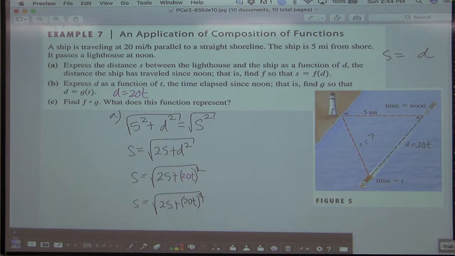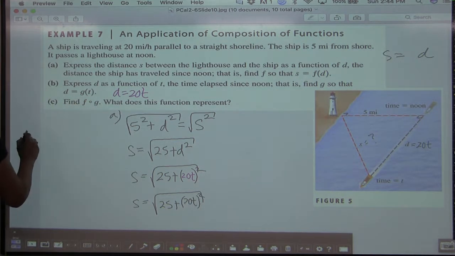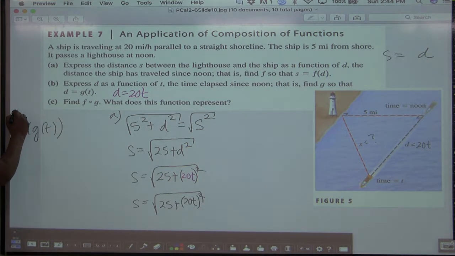So what does it represent is what it's asking. The function f of g of t, which is right, g of t, so if you replace, if you want f of g, right, so before you had f of d, right, you had S equals f of d, and now you replace that d with g of t, now you have a function S in terms of time. And that's what the last part of the answer is.